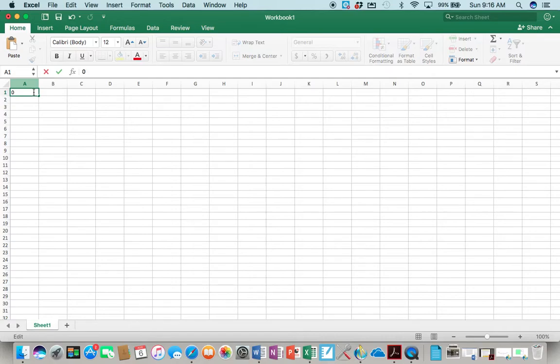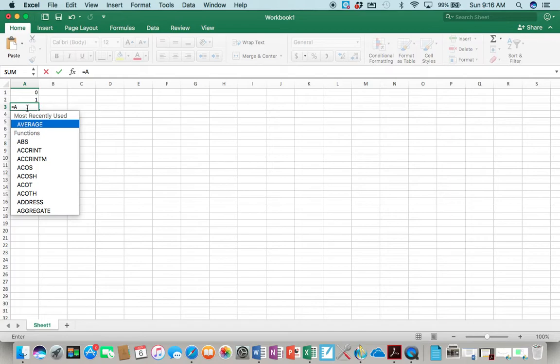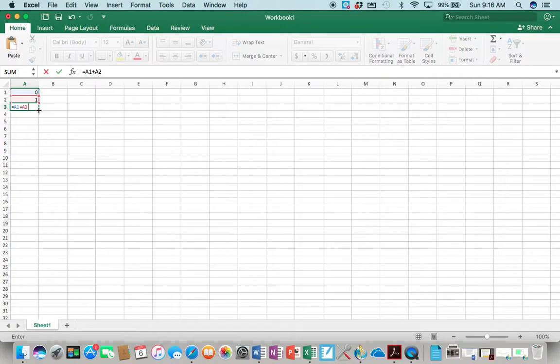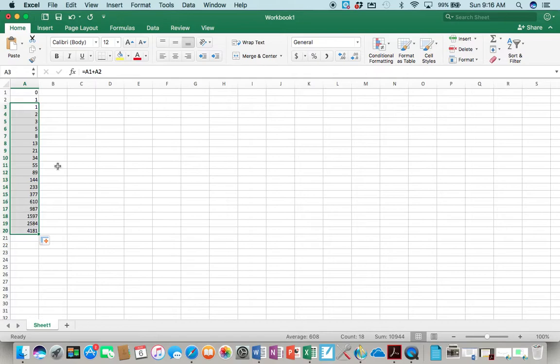So I'm in Excel and I'm just going to create something that no doubt you are all very familiar with. So I've got 0, 1, 1, and in this cell down here I am going to go with A1 plus A2. Now when I grab this corner and stretch it out, I get a series of numbers which you will no doubt recognize. This is the Fibonacci sequence where each term, of course, is a sum of the two previous terms.